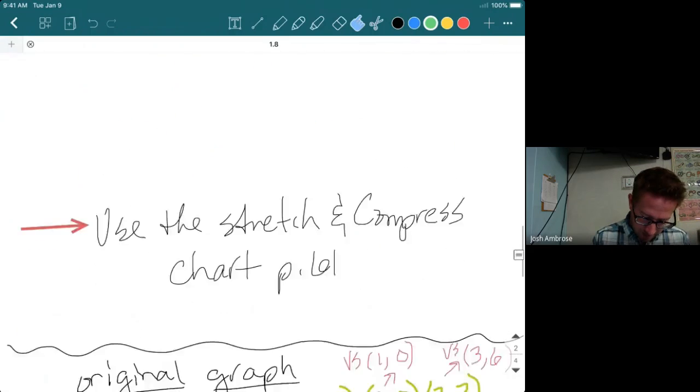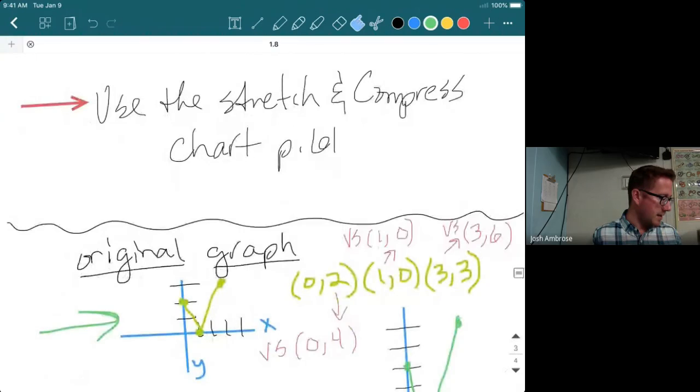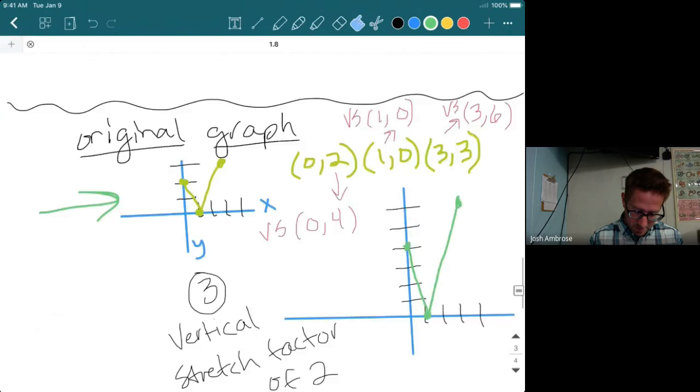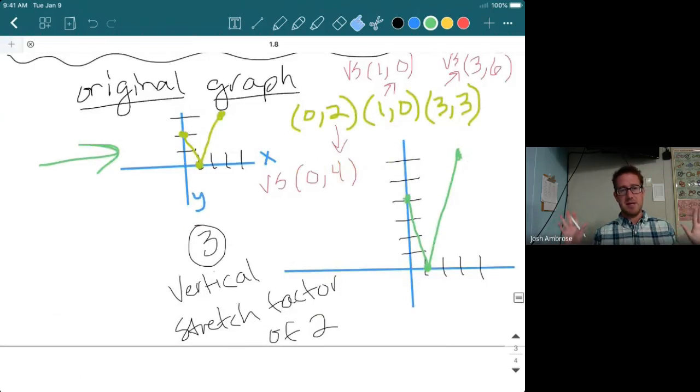Okay, perfect. By the way, we are going to be heavily using that chart, stretch and compress, on page 61. You need to have that in your notes. That's going to be very important, I can tell you right now. So use this chart, and this is our last example problem right here. Original graph, still the same, still got that checkpoint. The V shape, again, green points, those are still original. And the last problem here says it's a vertical stretch factor of 2.